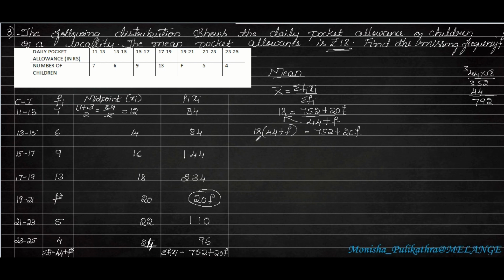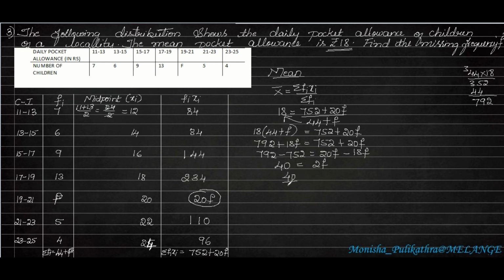So 792 plus 18f is equal to 752 plus 20f. Okay, so I'll be taking those numbers which have variable. So I'll be grouping the numbers with variable and with numbers separately. So 792 minus 752 is equal to 20f minus 18f. Okay, so 792 minus 752 is 40, is equal to 20 minus 18, which is 2f.